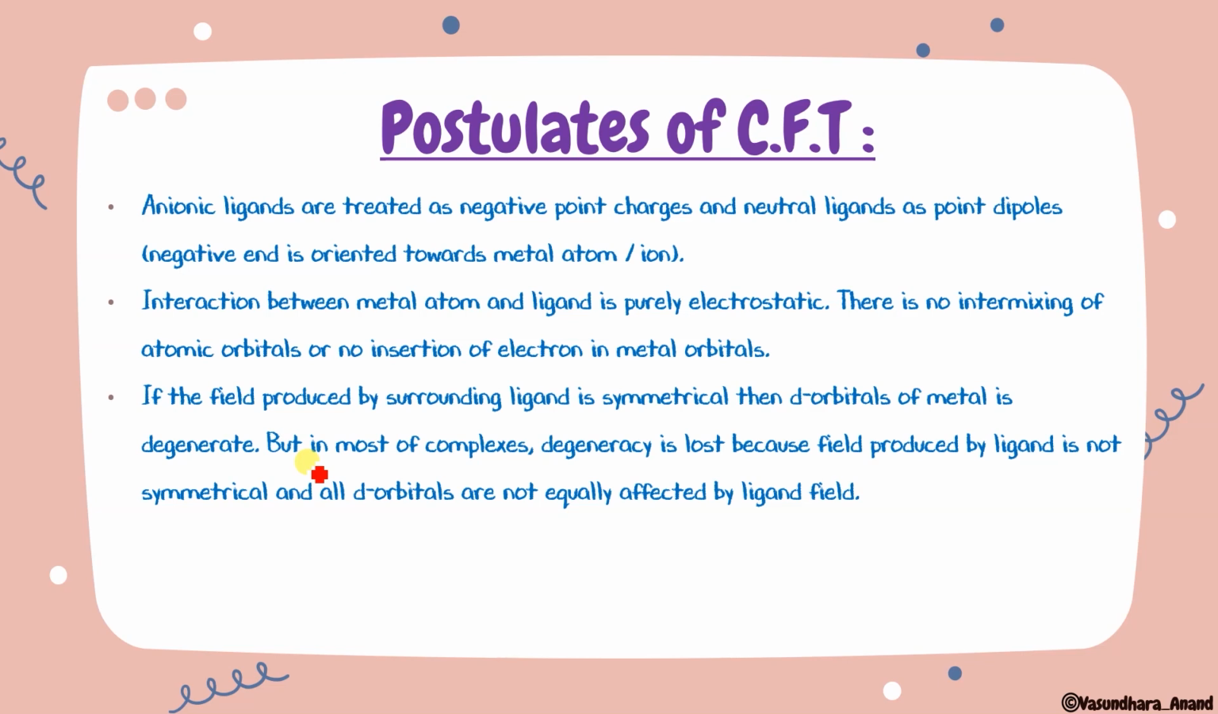The interaction between the metal atom and the ligand is purely electrostatic. Obviously, there is an excess of electrons and a deficiency of electrons, so that's why it is purely electrostatic. There is no intermixing of atomic orbitals or insertion of electrons in metal orbitals. That means there is no hybridization, no intermixing of atomic orbitals. This CFT is concerned entirely with the d orbitals, which means the electron will be in the same orbital.